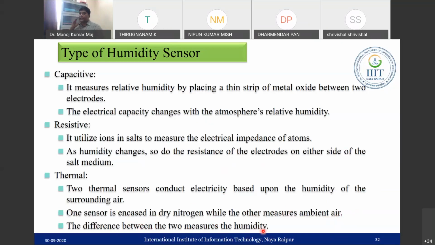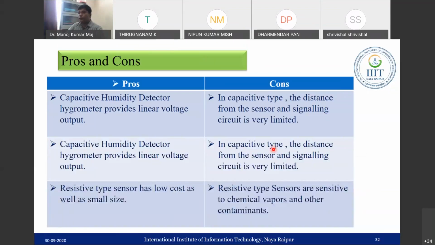In this case, we are generally using two kinds of thermal sensors, and these two thermal sensors primarily work based on the humidity of the surrounding air. Out of these two, one is encased in dry nitrogen and the other is for the ambient air. Whatever the difference between these two is used to measure the humidity. So these are the different pros and cons of this humidity sensor.